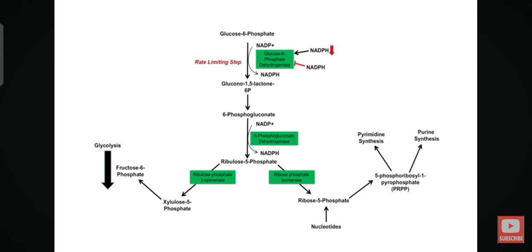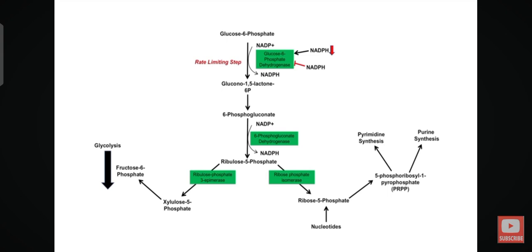Now, another way it can proceed is that glucose 6-phosphate can go down to ribulose 5-phosphate again, be converted into ribose 5-phosphate, and then into PRPP for nucleotide synthesis. So that's another way it can be redirected. So there's a few different methods for which this pathway can proceed.